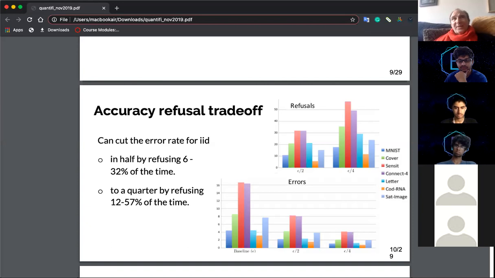In other words, we're going to refuse sometimes, but for the non-refused ones, we're going to get a lower error rate, which means, of course, we can't just refuse randomly. We're not going to just toss a coin and say when to refuse. We have to be a little bit intelligent about when we refuse, but we can do it in such a way that we can reduce the error on the ones that are not refused. So just to recap, our goal is to refuse sometimes so that when we don't refuse, we get a lower error rate.